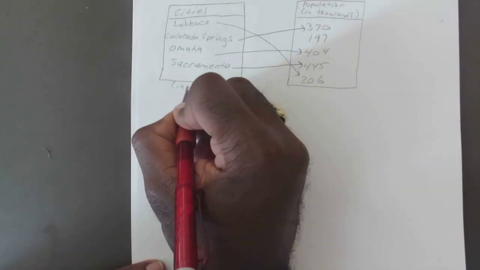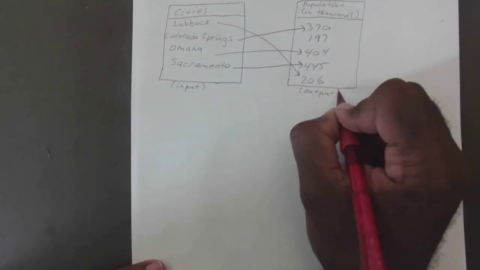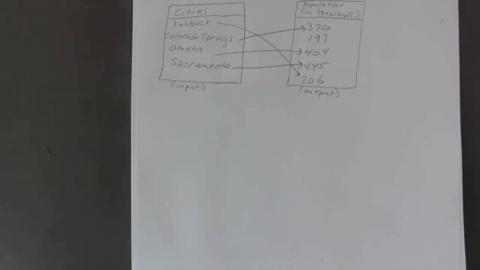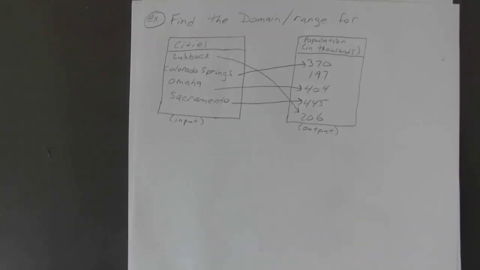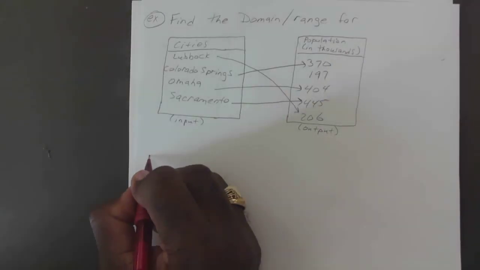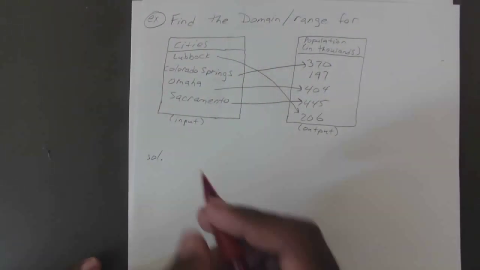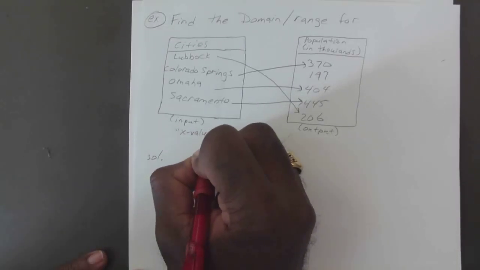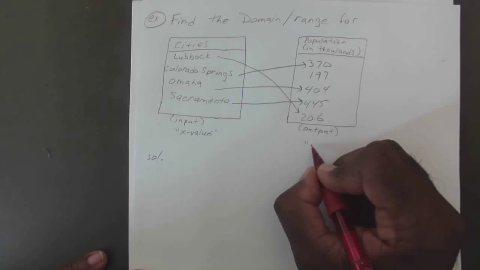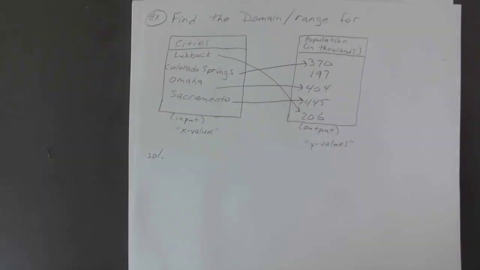Okay, so this is your input, and this is your output. Move that down a little bit. Okay, so whenever you see input and output, your input is just a fancy way to say X values. And your output is just a fancy way to say Y values.